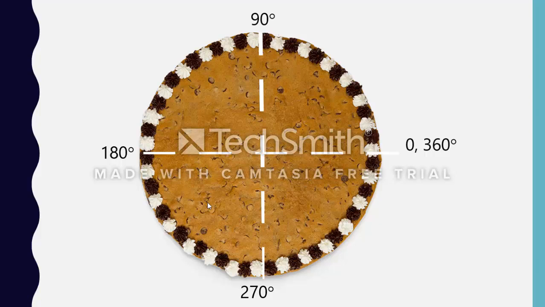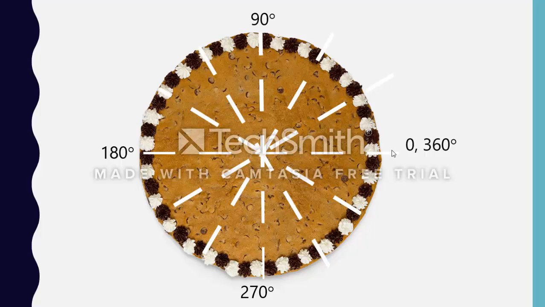However, now we have 12 people to feed instead of just 8. So each of these quadrants must be divided into 3 equal sections. So we must make 1, 2, 3, 4 more cuts.